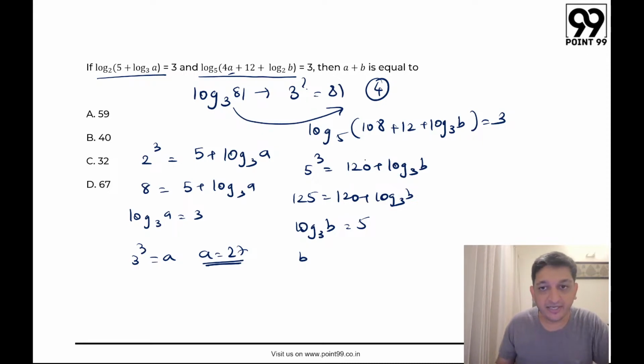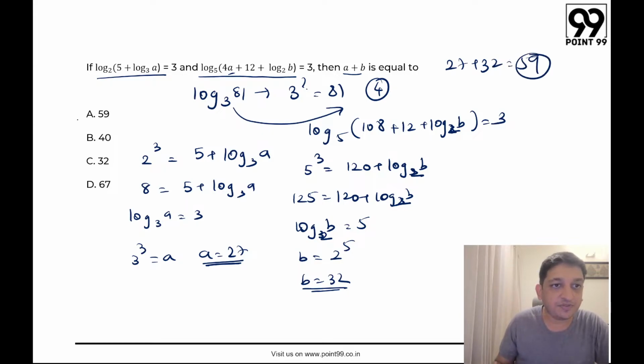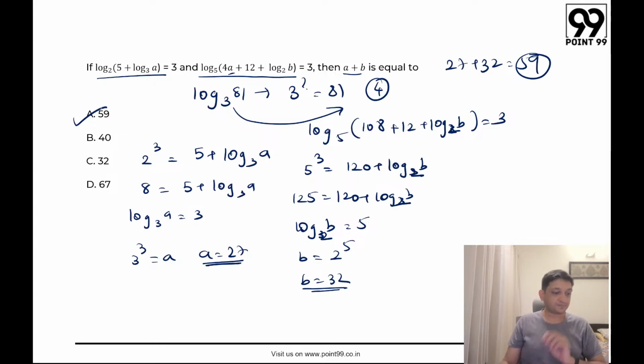Sorry, it is to the base 5. Log of 108 plus 12 plus log of b, and here it is to the base 2, sorry. Log of b to the base 2 is 5, so b is nothing but 2 raised to 5. So b is 32 here. Now the question is, what is the value of a plus b? It is 27 plus 32, that is 59. So the correct answer here is option A, 59. This one was a very easy question.